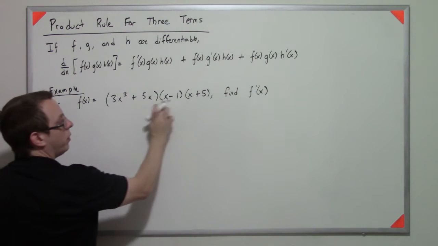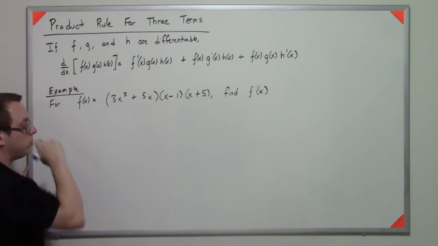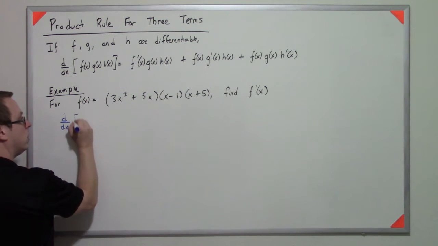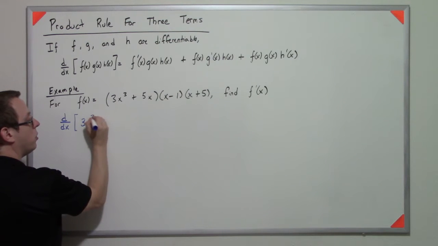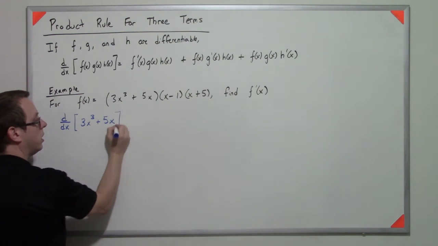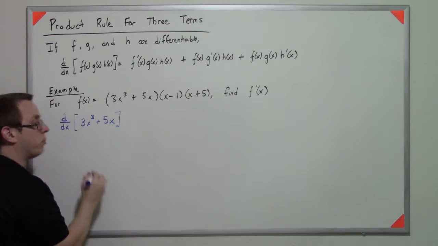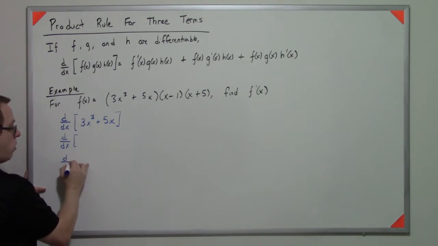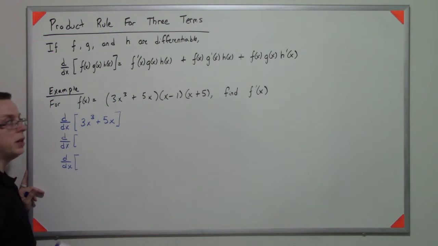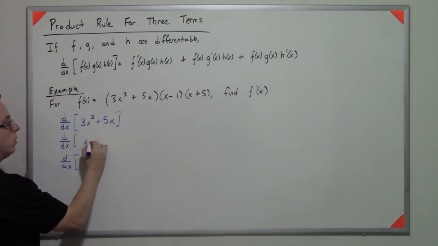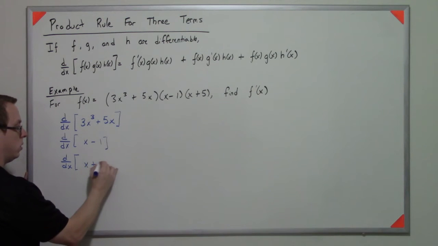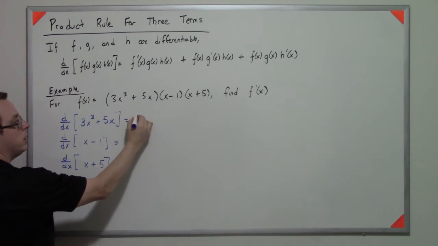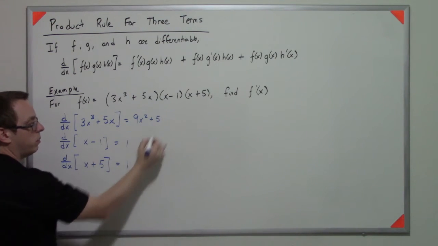So we have three functions here, and we want to find the derivative. So what we need to do is find the derivative of each of these separate functions, which won't be too hard. It's power rule, constant multiple rule, and addition slash subtraction rule. And luckily, these are both 1, and this one is 9x squared plus 5, so that one's a little more tricky.